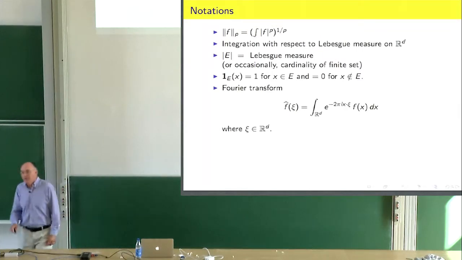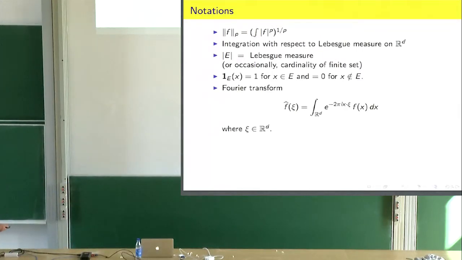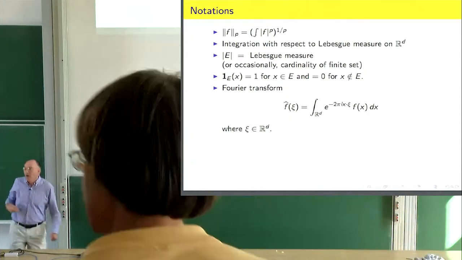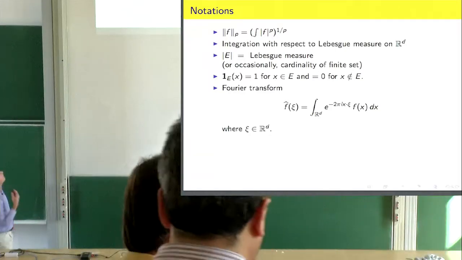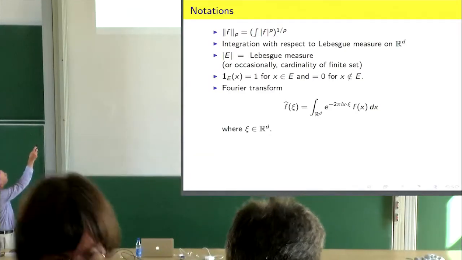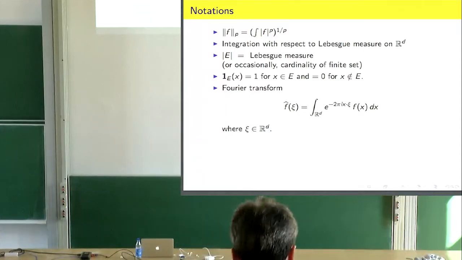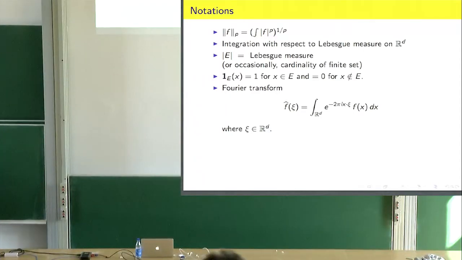So just to fix some very standard notations, the L^p norm of a function will be written as f with the subscript p. I'll almost always be integrating with respect to Lebesgue measure. E with the absolute value signs will denote the Lebesgue measure of a set, and occasionally, just in some digressions, the cardinality of a finite set, but almost always the Lebesgue measure of a subset of Euclidean space. This notation is the indicator function of E. It's 1 on E and 0 on the complement of E.